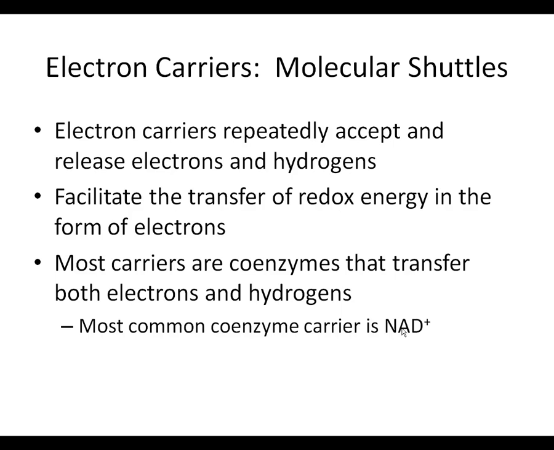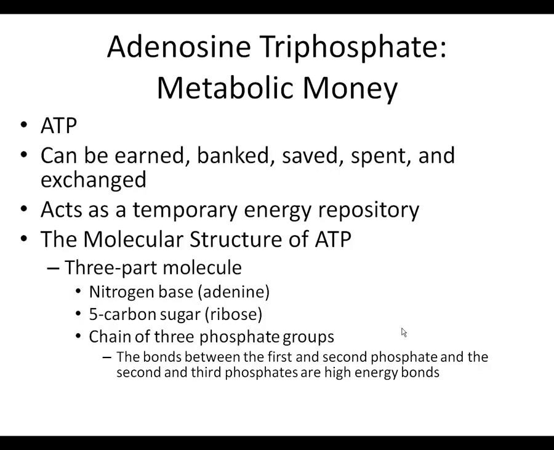Most of these carriers are going to be coenzymes that are going to transfer both electrons and hydrogen throughout these metabolic pathways. The most common coenzyme carrier is the coenzyme NAD+. We'll talk about this a lot here as we move on through this PowerPoint.